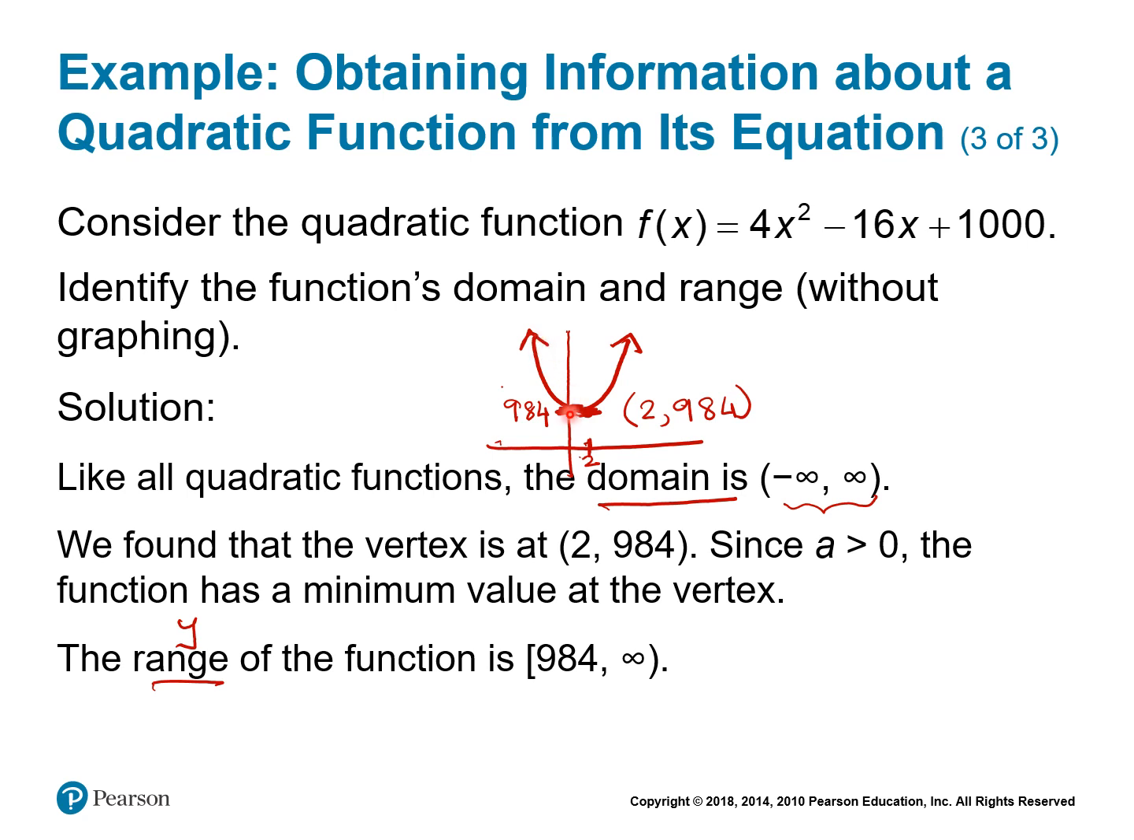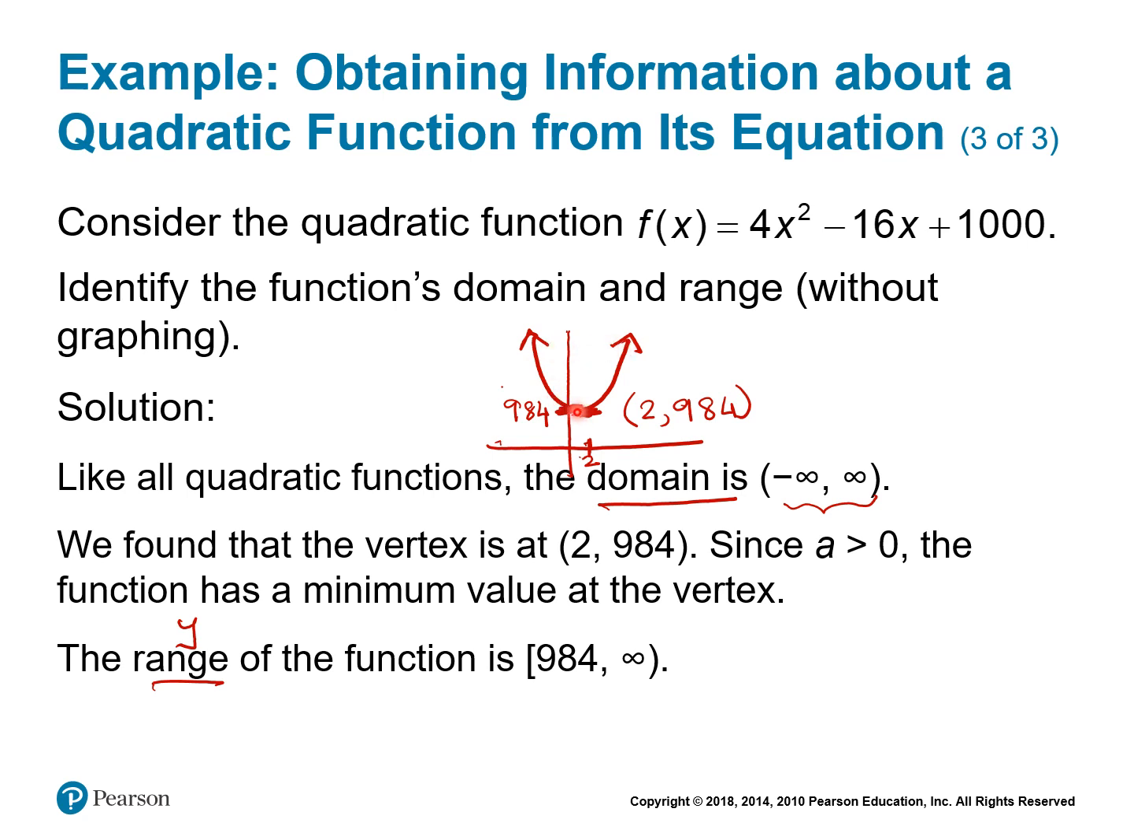The graph does not have a point anywhere below 984 on the y-axis, right? So 984 is the lowest point in the graph, and any other point on the graph is greater than 984. It's going up the y-axis. We do not have a point on the graph that's below 984.